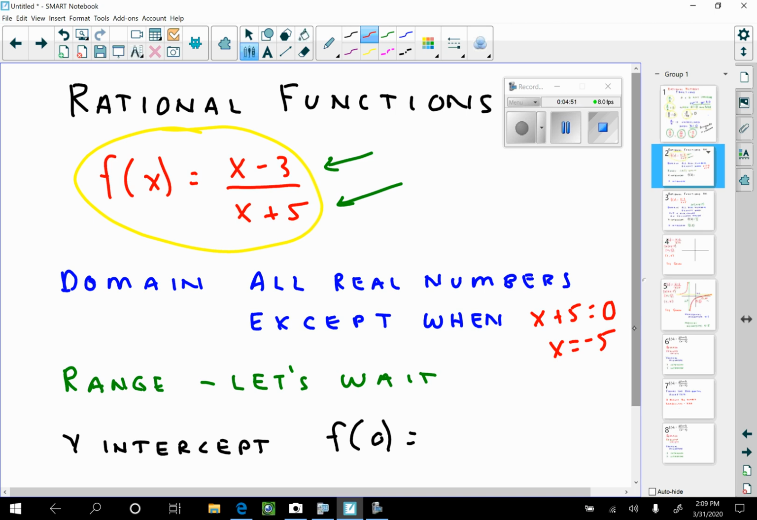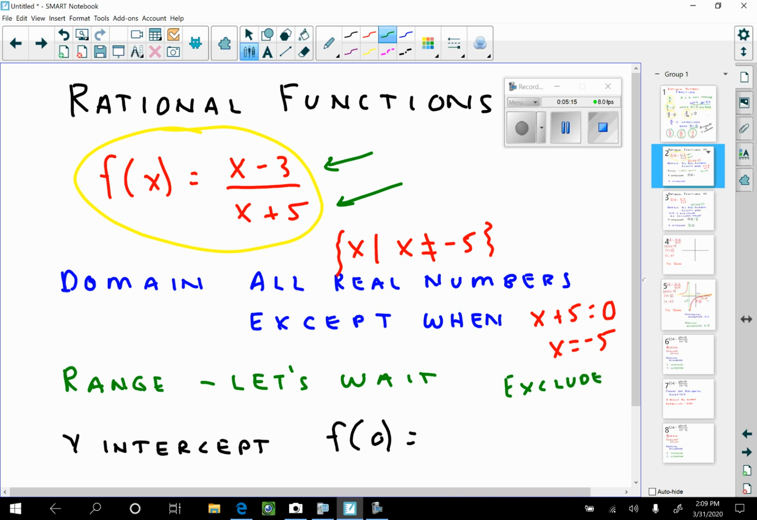So here's how I'm going to write the domain. The domain, I'm going to write it all x such that x, by golly, does not equal negative 5. That's the domain. In our IXL that's associated with these rational functions, they're going to call x equals negative 5 an excluded value.